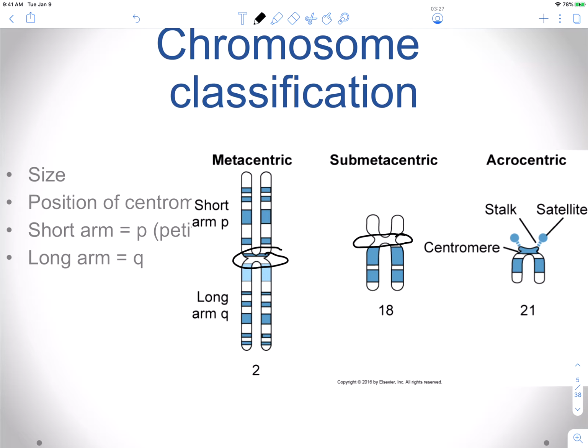The short arm is given the P designation for petite, and the long arm is given the Q designation for cute. And so for a metacentric, oftentimes the short P and the long Q can be the same. However, there has to be a uniform numbering system, because if you want to communicate with each other, then you have to know which arm you're on, which area of the chromosome you're discussing with respect to an individual patient.